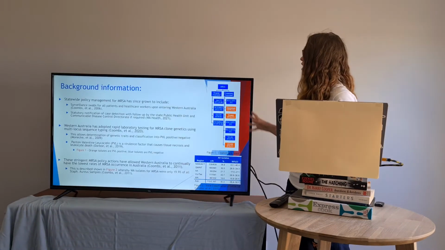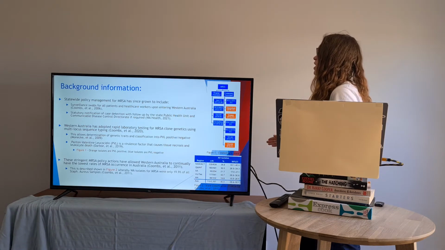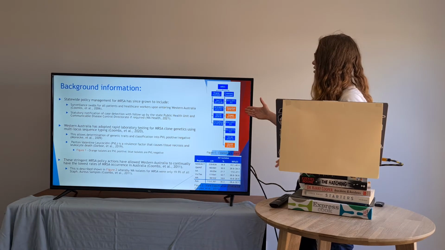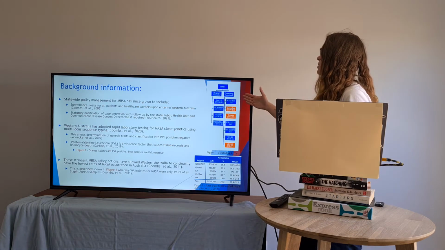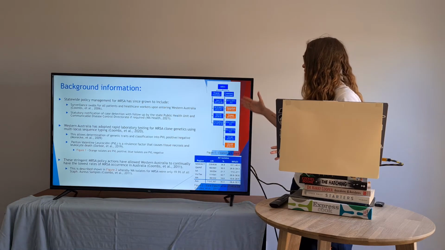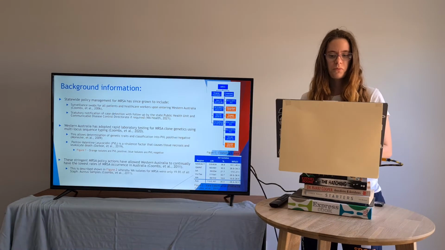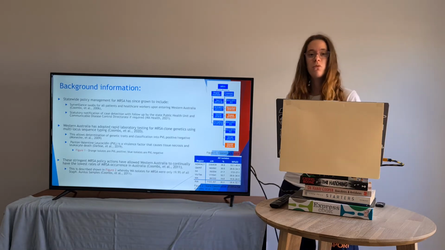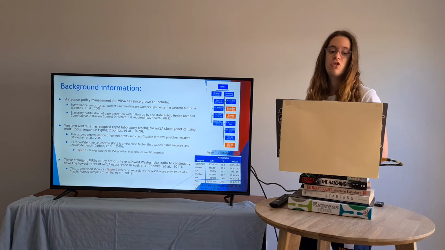Figure 1 highlights the differences between hospital-acquired and community-acquired MRSA strains. As you can see here, hospital-acquired strains are generally PVL negative, whereas those of community-associated strains have a bit of a variance between PVL positive and PVL negative. These stringent MRSA policy actions have allowed Western Australia to continually have the lowest rate of MRSA occurrence in Australia.